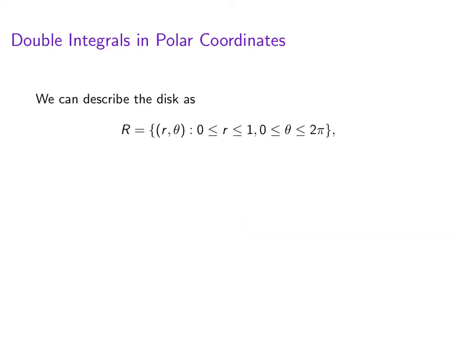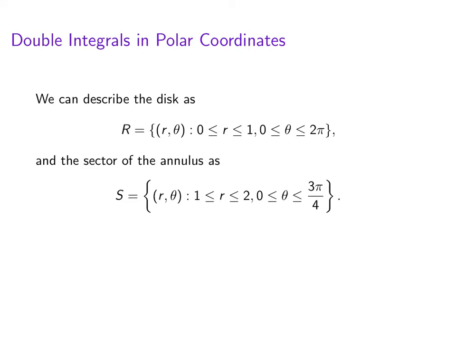So we can describe our disk like this. It's the set of all points (r, theta), where r goes between 0 and 1, and theta goes between 0 and 2 pi. So we're describing the disk using polar coordinates. And then we can describe the sector of the annulus in this way. It's the set of all points (r, theta), where r goes between 1 and 2, and theta goes between 0 and 3 pi over 4.